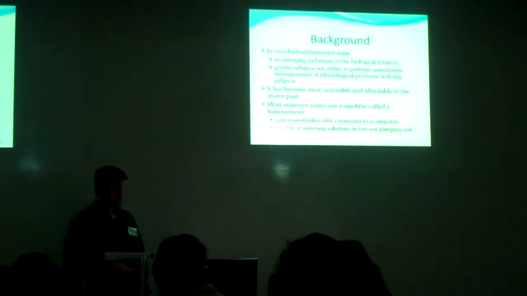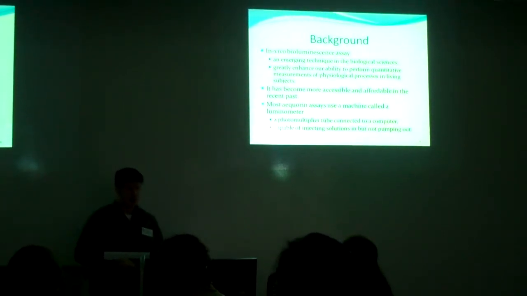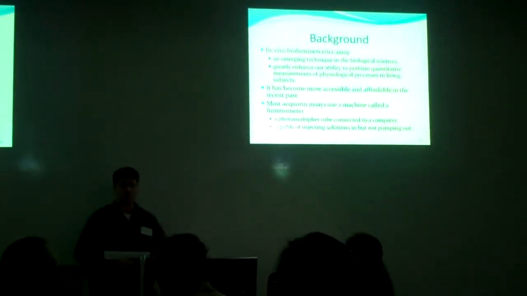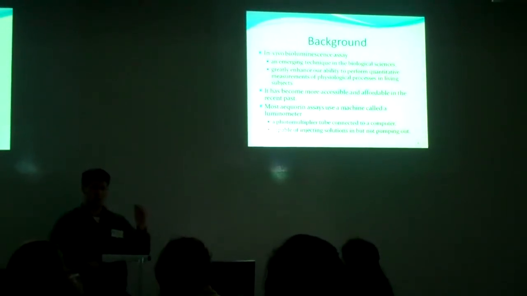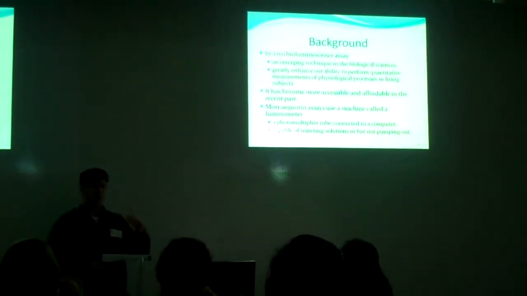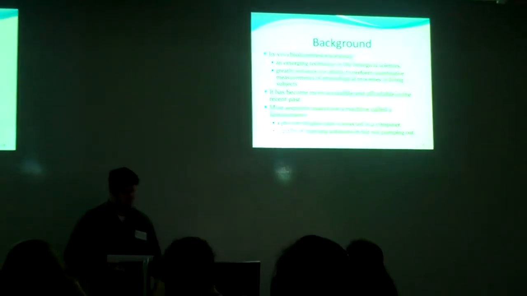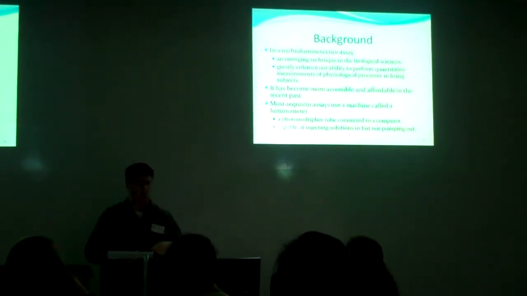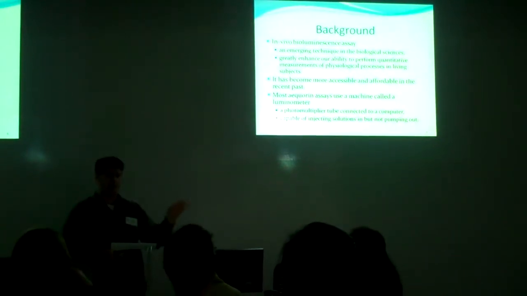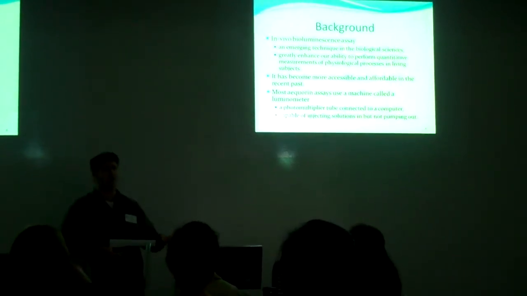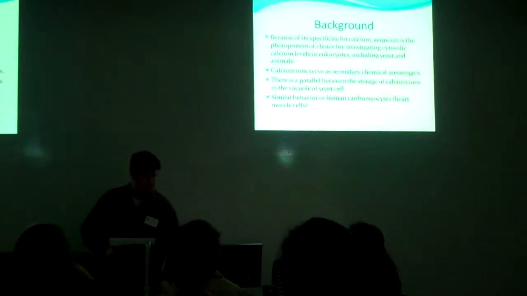Most aequorin assays use a machine previously mentioned called a luminometer. A luminometer is basically just a photomultiplier tube connected to a computer. And most of these luminometers come with an injection system that's capable of doing 1 to 2 pulses of calcium. But it's not able to do more sophisticated pulses such as oscillations because it typically can't pump the calcium or the solution back out or circulate it.